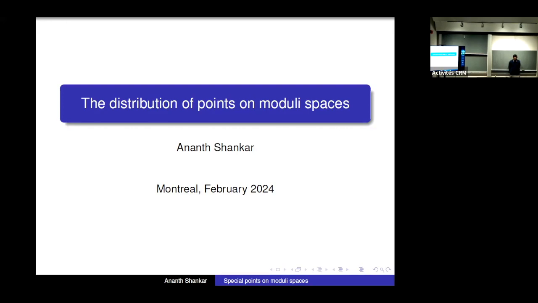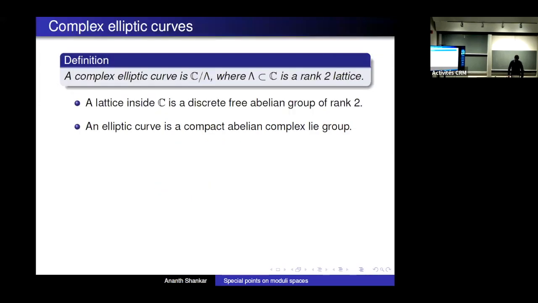Before talking about what points and what moduli spaces, let me first introduce the most basic objects that are relevant to this question, namely elliptic curves. I should apologize to anyone who was at my talk yesterday, because it's going to be the same introduction. Nonetheless, a complex elliptic curve is just the quotient of the complex numbers by a rank 2 lattice, Lambda.